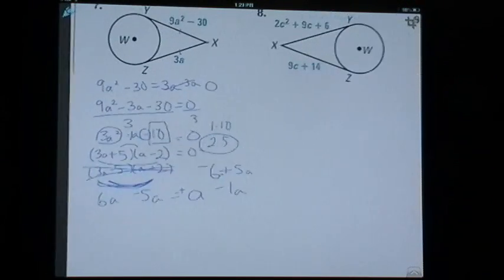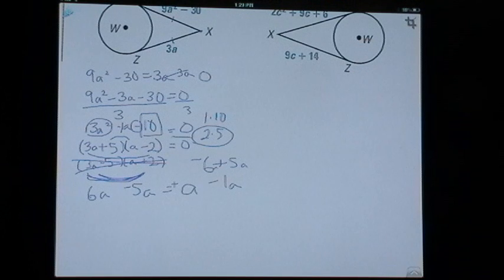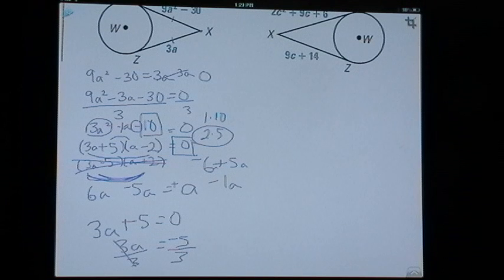All right, now we have to set each of those equal to 0, because if either one of them is equal to 0, 0 times anything will give you 0. So we would say 3a plus 5 equals 0. We move our 5 to the other side, we get a negative number. Well, we know that can't work because you can't have a negative number for a distance. Okay, so that one is wrong.